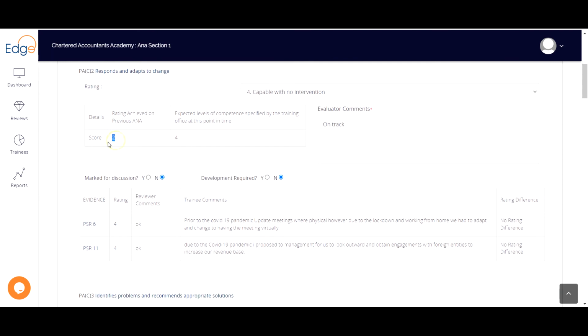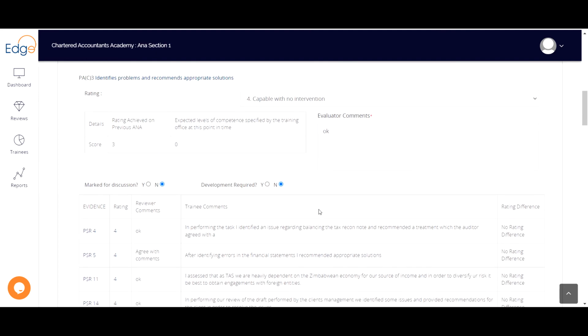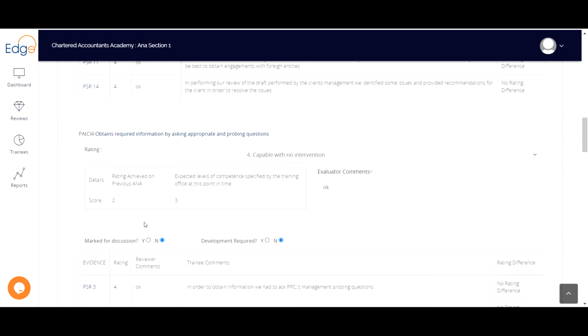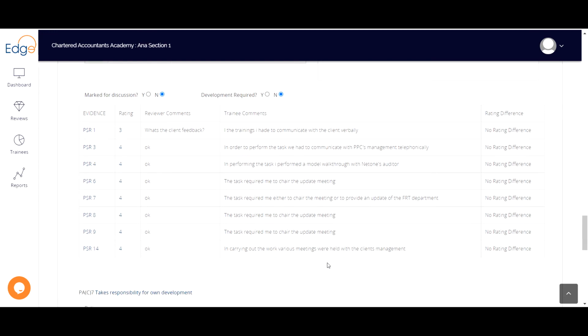As you can see, the rating achieved on the previous ANA is a 2, but then the SRs which were submitted have ratings of 4, right? And then the reviewer chooses to give them a 4. Also, they used the evidence provided and also the expected level of rating or proficiency at this particular stage, and then they arrive at a 3, and then they give them a comment, on track. So the process is just the same. As you can see, previous ANA rating achieved, expected, and then they rate them. Was there a rating difference? No, there was no rating difference.